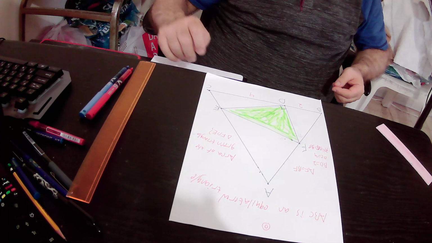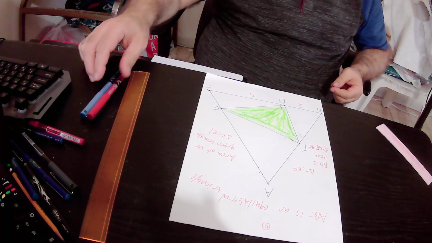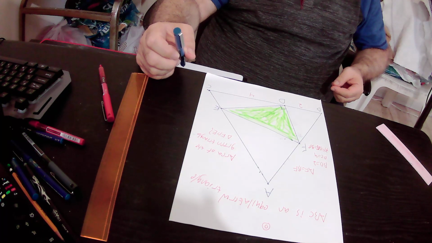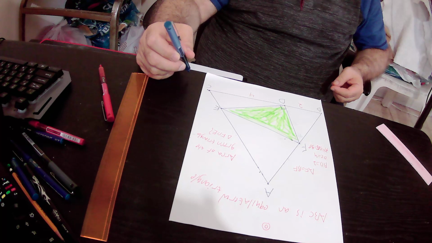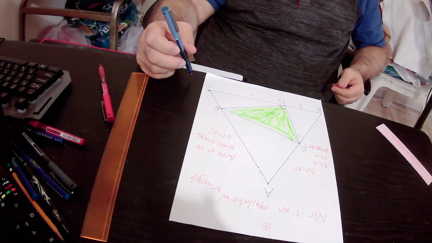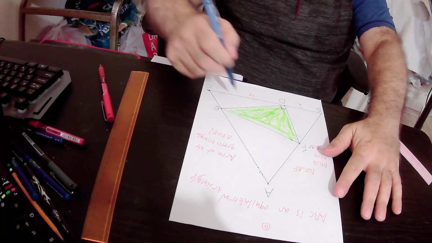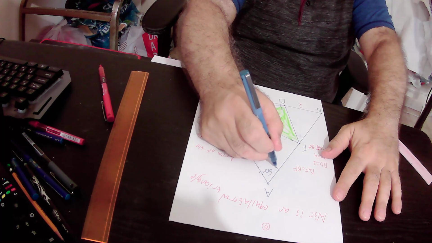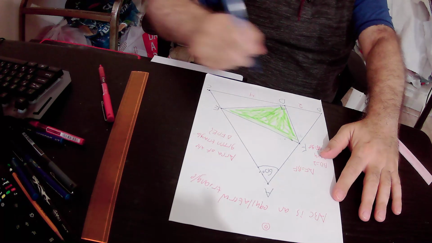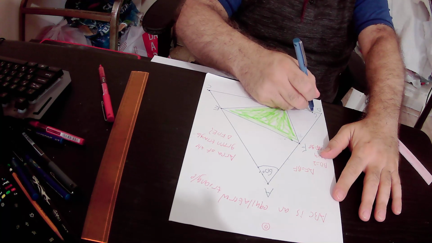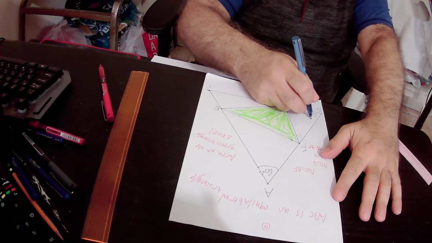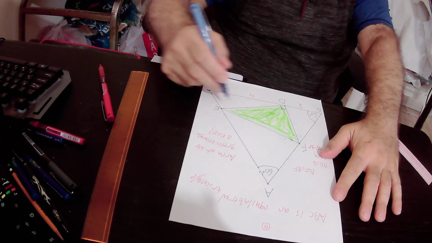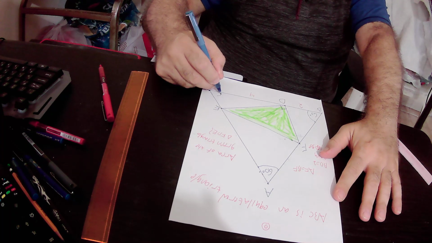Okay, first of all, the angles of any equilateral triangle equal 60 degrees. So angle BAC equals 60 degrees, and also angle ABC equals 60 degrees, and angle BCA equals 60 degrees.